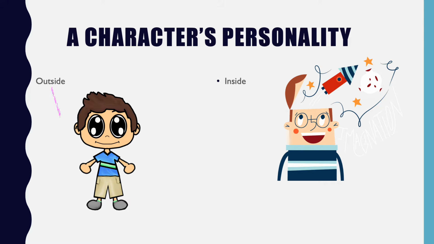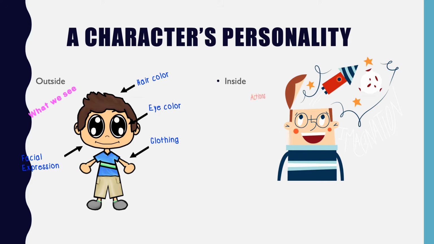Now what that means is when we look at the outside of the character, we look at the character's physical description, like their hair color, eye color, what type of clothing they wear, and their facial expressions. When we look at the inside of the character, we look at the character's actions. The actions are what a character does. We can also look at the words that they use, or what they are saying, and their thoughts. Thoughts are what a character is thinking about.